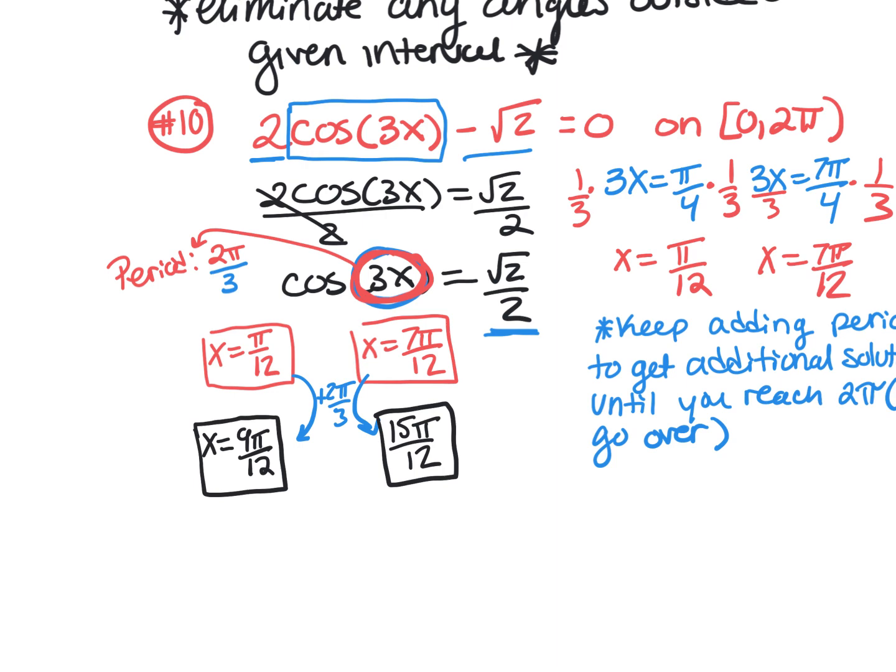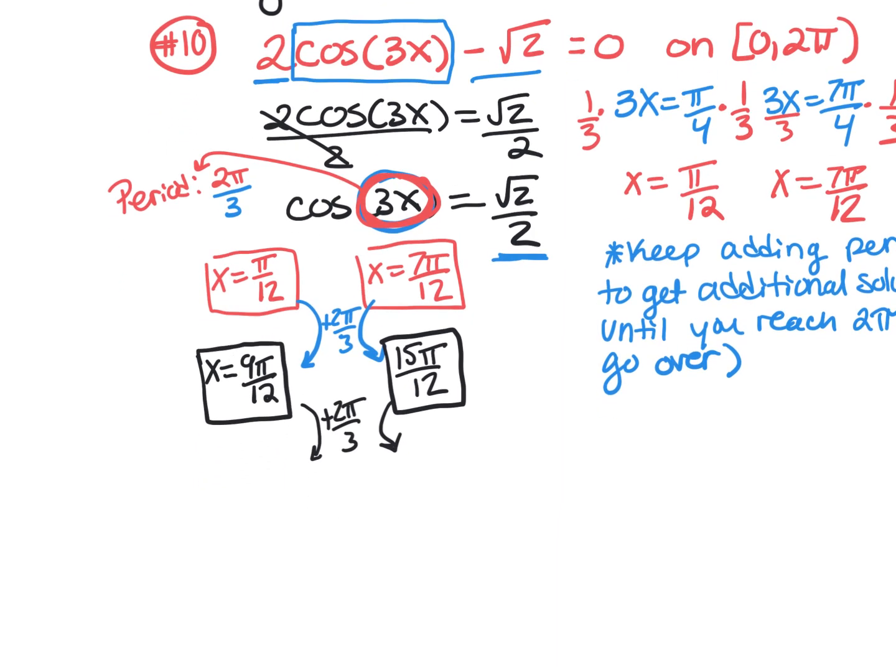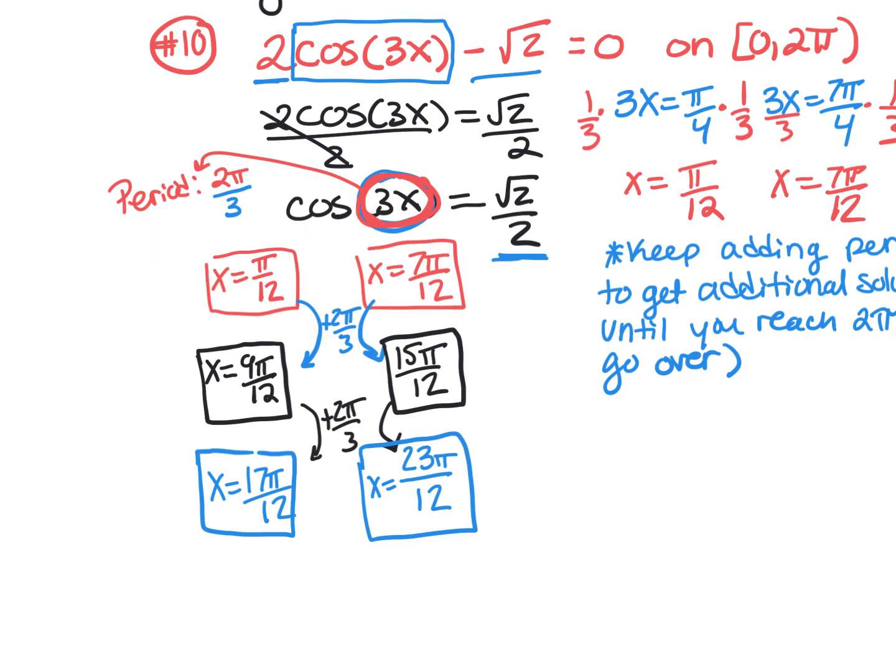We box it up. We add 2 pi over 3 again to both of these. Just keep on going. So we'll have 9 pi over 12 plus, again with a common denominator, 8 pi over 12. So we'll have x equals 17 pi over 12. And that is a solution. It's still within our interval 0 to 2 pi. Back over here, 15 pi over 12, we add 8 pi over 12. We have 23 pi over 12, so that's just barely under 2 pi, right? Again, 2 pi would be 24 pi over 12, so we have that one.